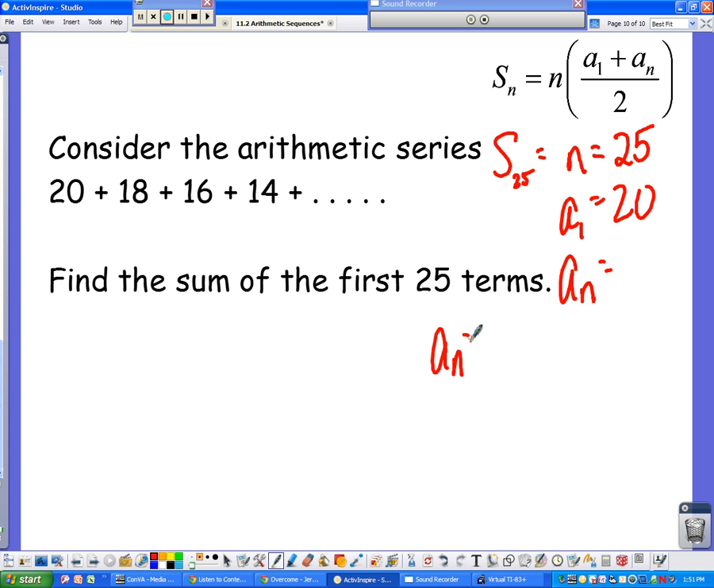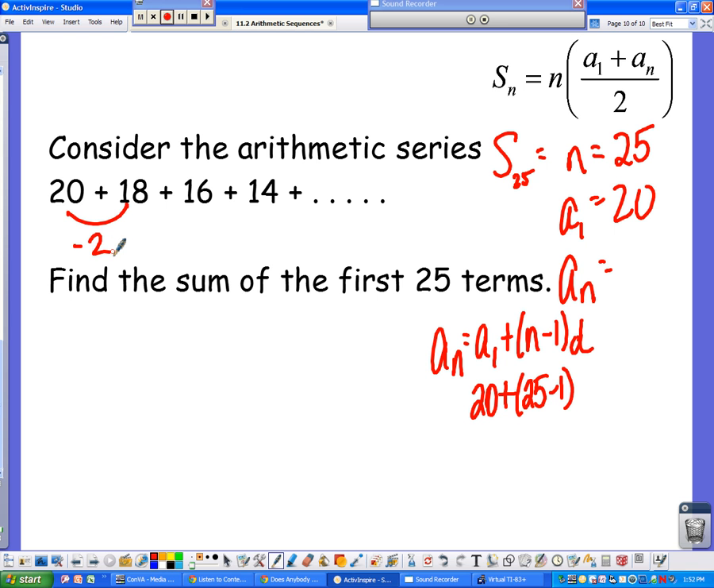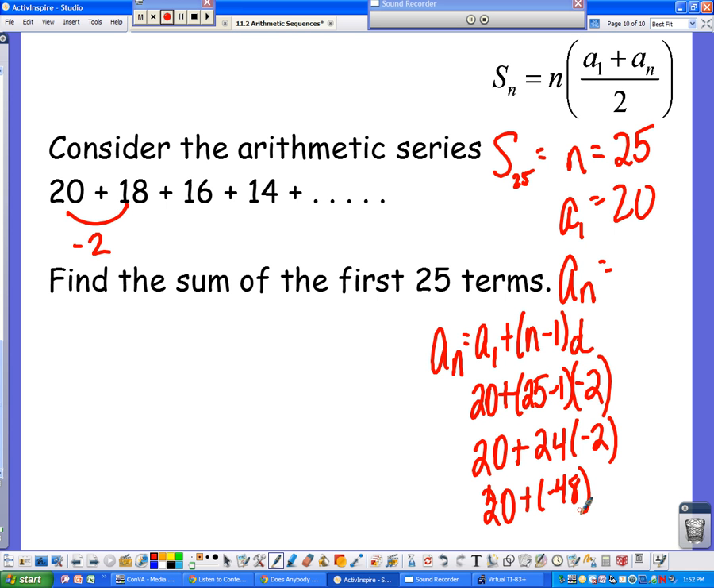So we've got to use that formula: a sub n equals a sub 1 plus n minus 1 times d. The first term is 20, my n is 25 minus 1, and we've got to find the d. So 18 minus 20, since we're going backwards, is negative 2. If I take 20 plus negative 2, I get 18; 18 plus negative 2, I get 16. So that common difference is negative 2. So I get 20 plus 24 times negative 2, which is 20 plus negative 48. So that last term is negative 28.